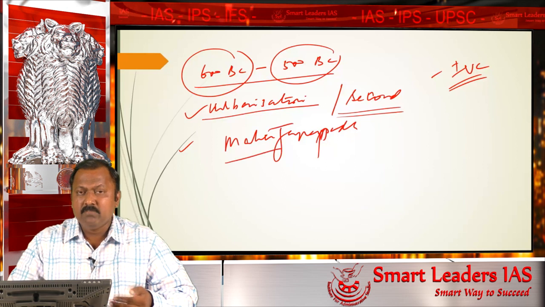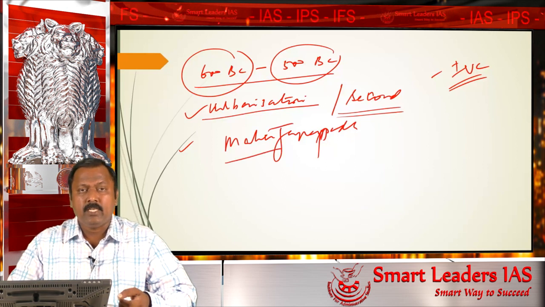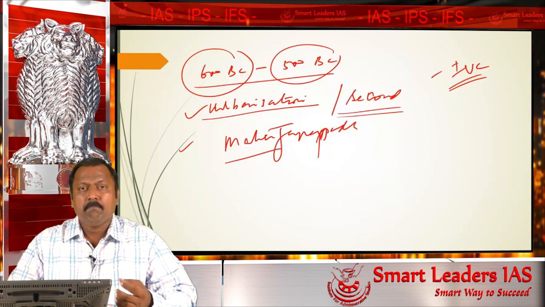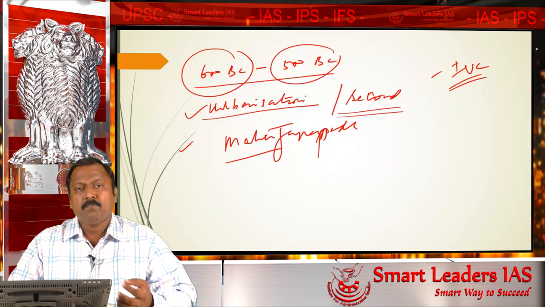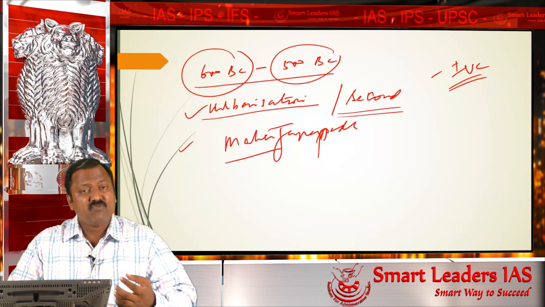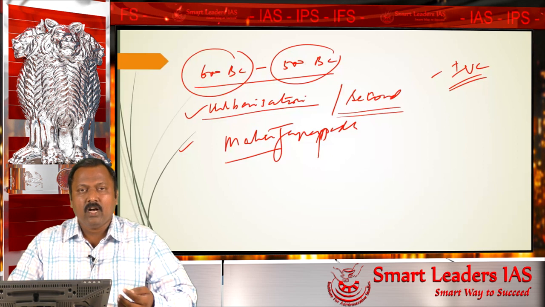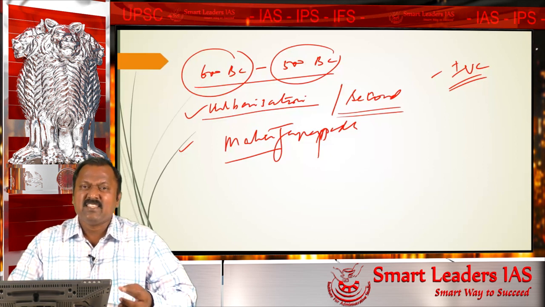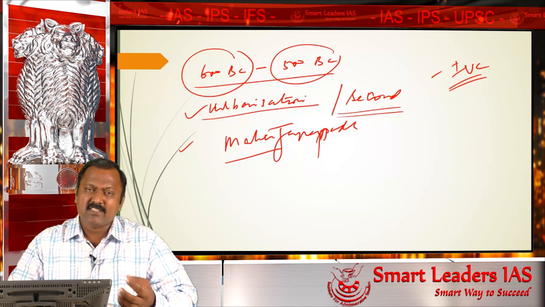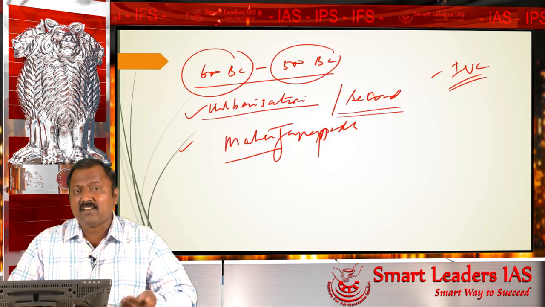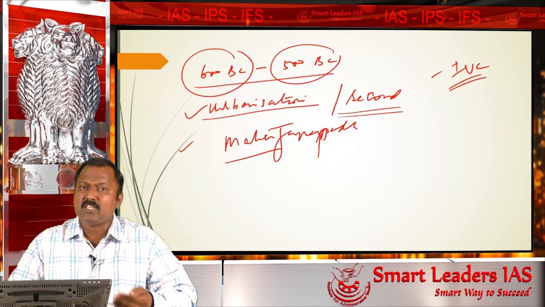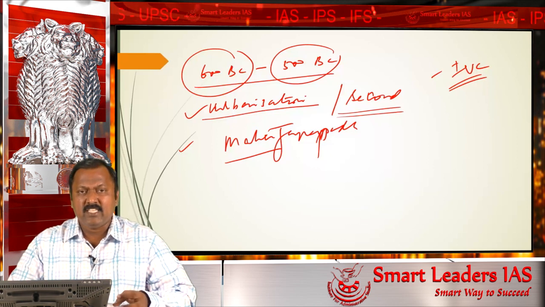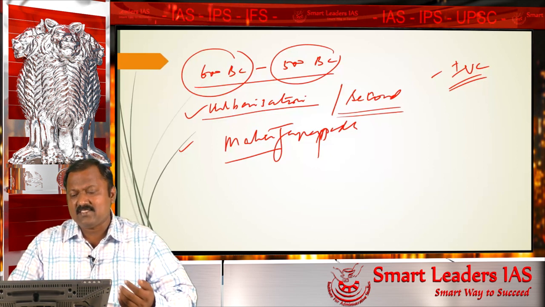Mahajanapada. Maha means big, Jana means people, Pada means feet. Mahajanapada literally means places where people had settled, or in a simple sense, states, city-states. A small city existed and the small city acted as a state. So Mahajanapada essentially means a small city that acted as a state.